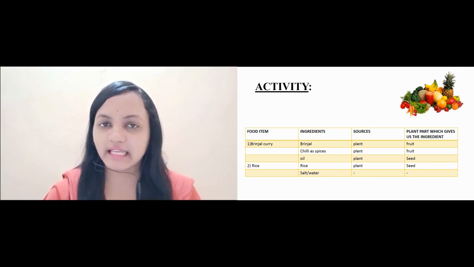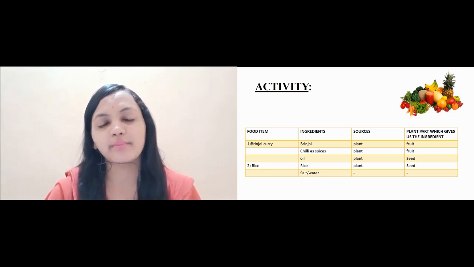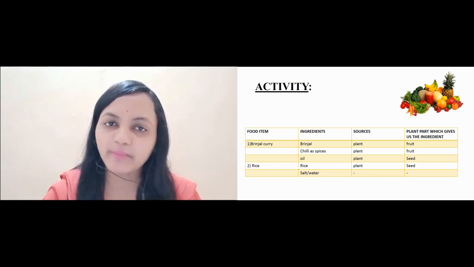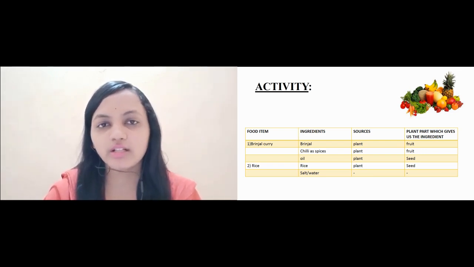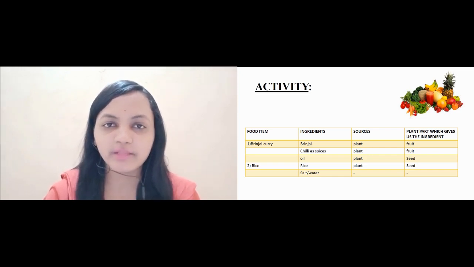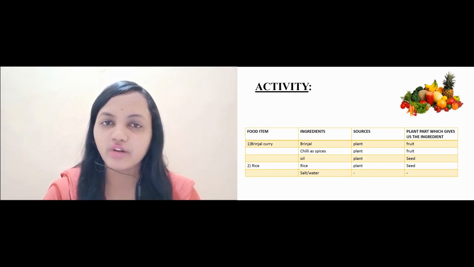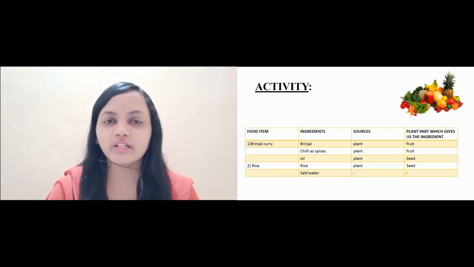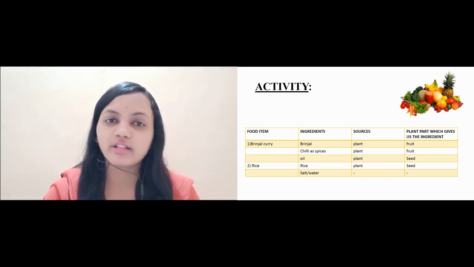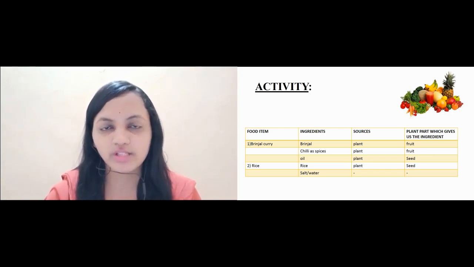Now you have rice grain. The second example is of rice. Rice, where is it coming from? It is coming from the plant. And salt and water are naturally available in nature. So you don't need to write anything in front of salt and water. Okay, children? So this was our third column, which was about the sources.